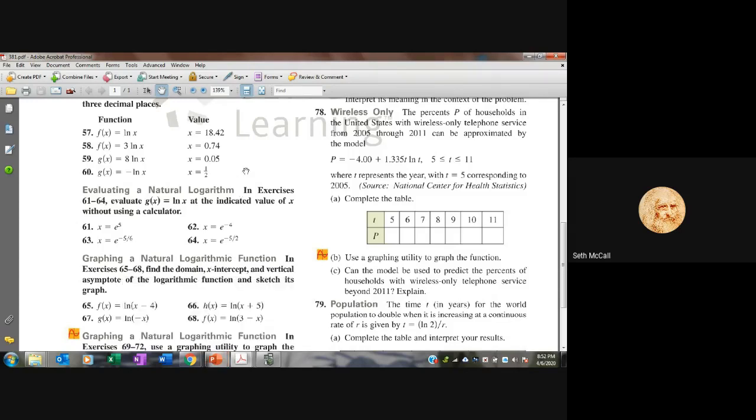So let's get started on this. Number 61 would be natural log of e to the 5th. Now, here's when you need to remember our rules. This is natural log, which is base e. And when you have log base e of e, all of this cancels, and you're just left with the exponent, 5.